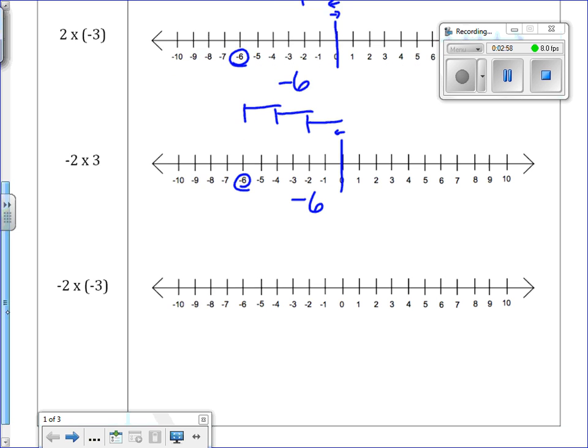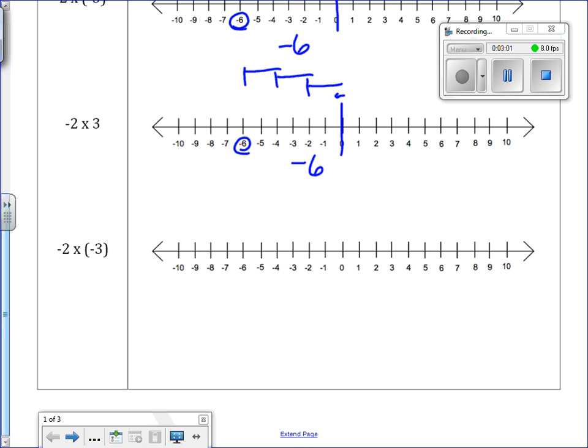Finally, I have negative 2 times negative 3. Again, I'm starting at 0. That negative 2 says look left, but that negative 3 says switch it around, you're looking right. Remember, only the negative signs make us switch the direction that we're going in when we're multiplying using the number line. So now I want to go ahead and I want to go 3 groups of 2 again. 1, 2, 3. And I end up at positive 6. So that's how we multiply using our integers.